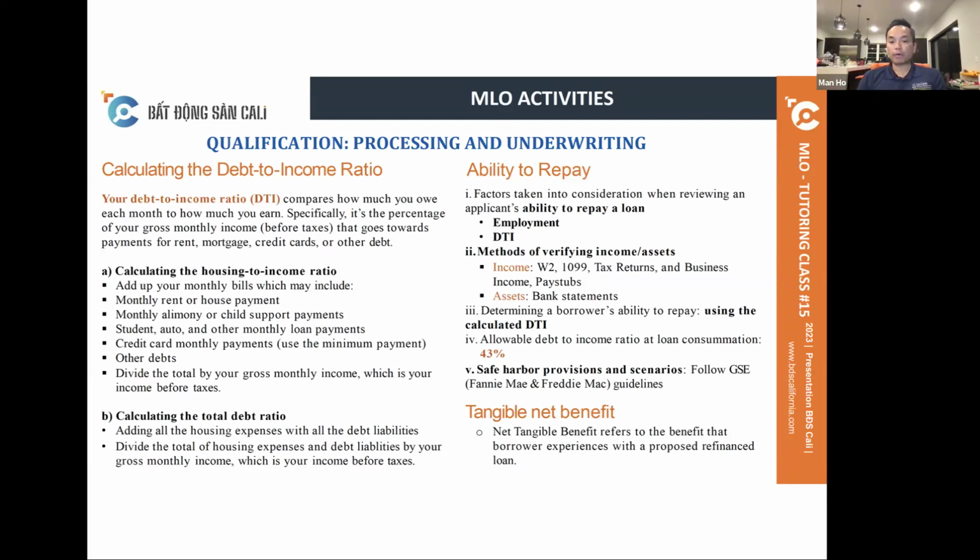Okay, determining a borrower's ability to repay using the calculated DTI, and 43% is the one that we're looking for. 43% DTI is guaranteed a good loan, right? Anything between 43 and 50, the borrower may get a loan, but may have some cost to it or may have a higher interest rate.